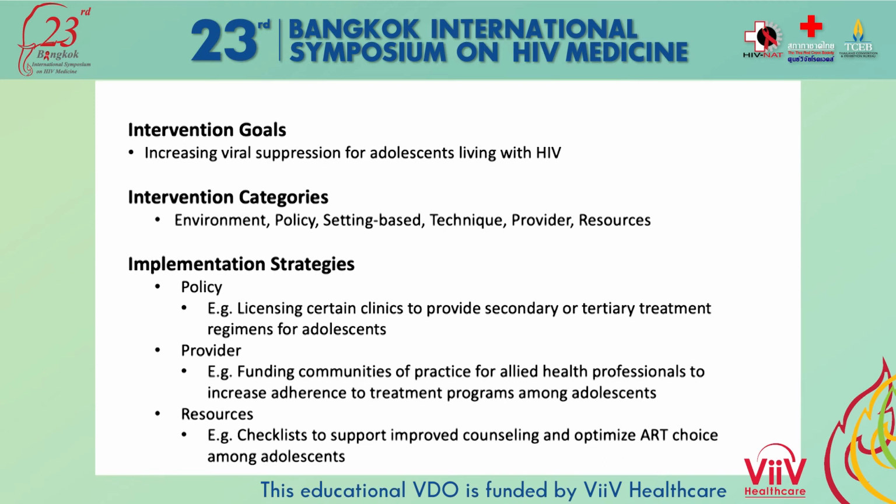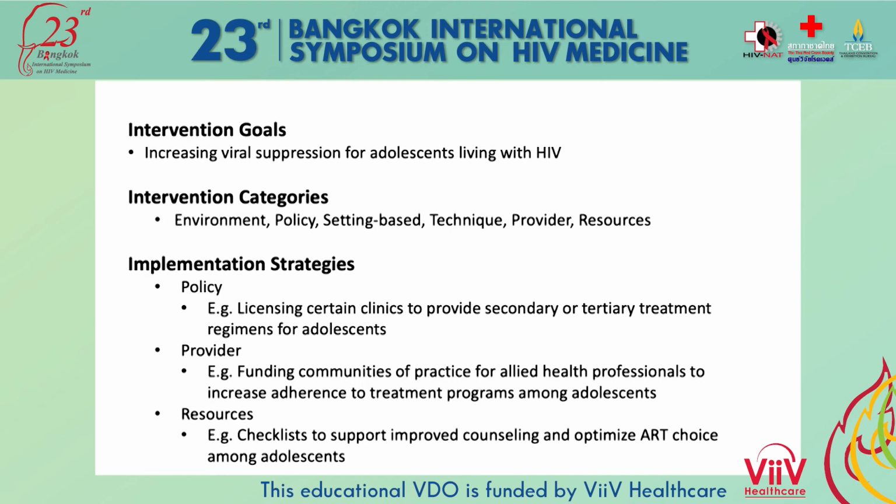And strategies could be, for example, in a policy, you might license certain clinics to provide secondary, tertiary treatment regimens for adolescents that may not have been able to do that before. It might have been only in the context of very central clinics. Providers, it might be funding communities of practice for allied health professionals to increase adherence to treatment programs for adolescents. And resources, it might be that you're providing checklists to support improved counseling and optimize ART choice among adolescents.